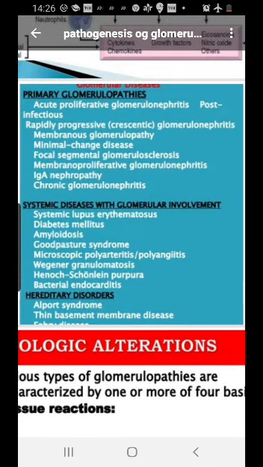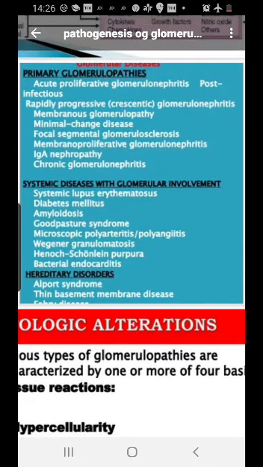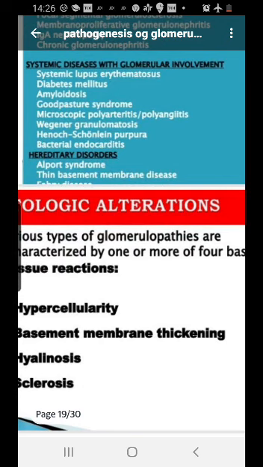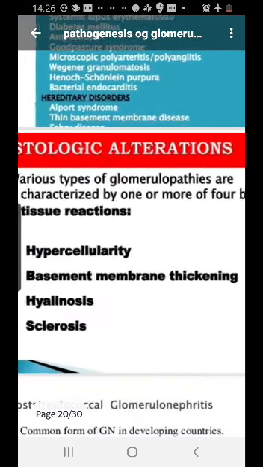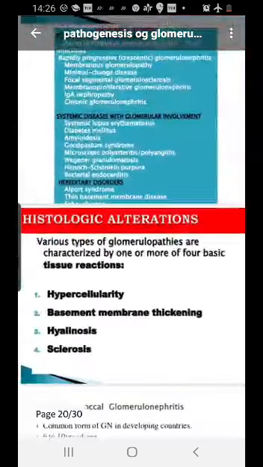Chronic glomerulonephritis is a long-standing condition. Now there are some systemic diseases which also damage the kidney. The first one is SLE, diabetes, amyloidosis, Goodpasture syndrome, microscopic polyangiitis, Henoch-Schonlein purpura, bacterial endocarditis, and then we have the hereditary disorders: Alport syndrome, thin basement membrane disease, or Fabry's disease. So these are also important nowadays because many patients stay undiagnosed for multiple reasons.